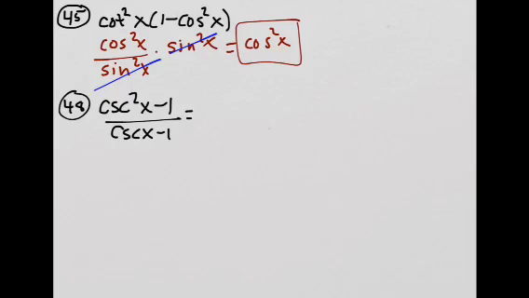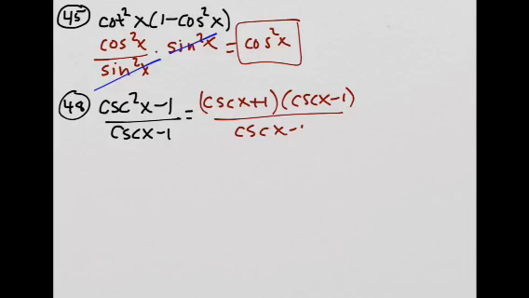Alright, for 48, I notice that the numerator is a difference of squares, so I'm going to go ahead and factor it. Cosecant x plus 1 times cosecant x minus 1, all over cosecant x minus 1. Okay, so again, this factor and this factor are the same, so I can cancel them. And so you're just left with cosecant x plus 1.